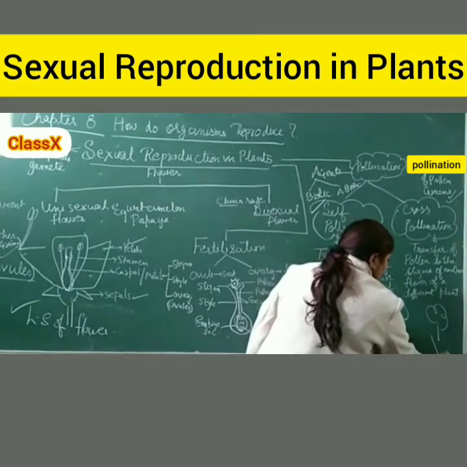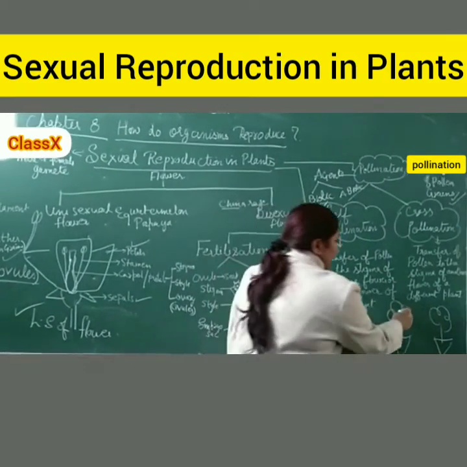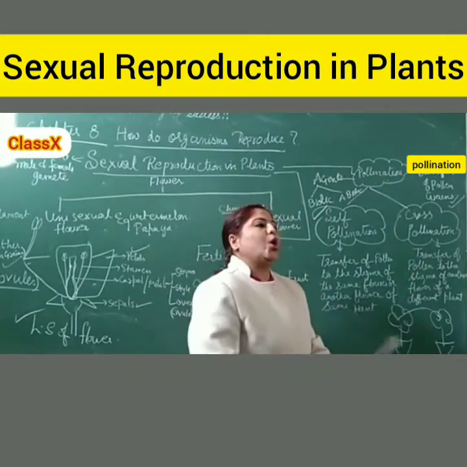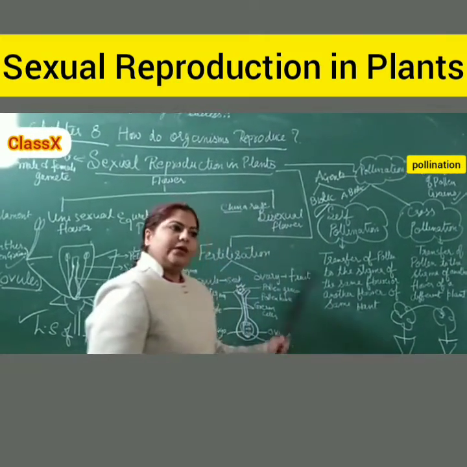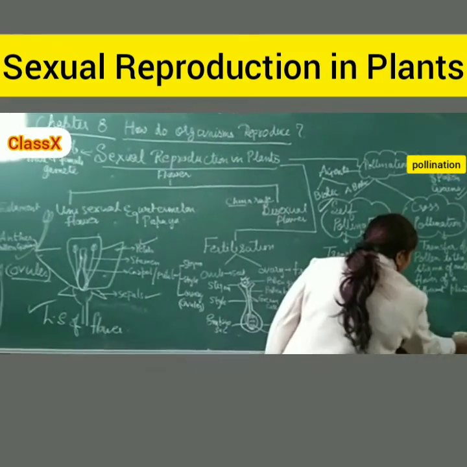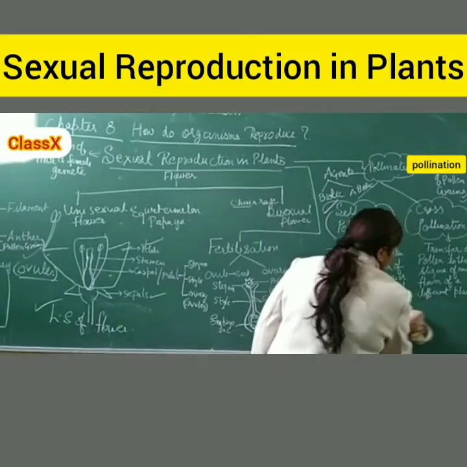This is one plant, this is another plant. So if the pollen grain from here is transferred to the flower of another plant, then it is called cross pollination. Is it clear to everybody? So these are the two methods of pollination.